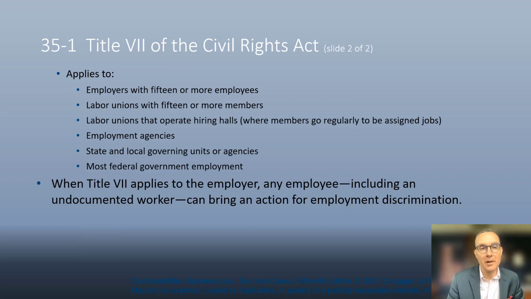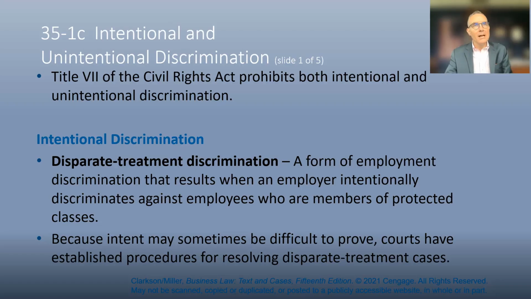So when does Title VII apply? Well, this is to whom it applies. Employers that have 15 or more employees, and then labor unions with 15 or more members. Also, it applies to labor unions that operate hiring halls. Also applies to employment agencies, state and local governing units or agencies, and then this is key, most federal government employment. Most federal government employment. So when Title VII does apply, any employee, including an undocumented worker, can bring an action for employment discrimination.